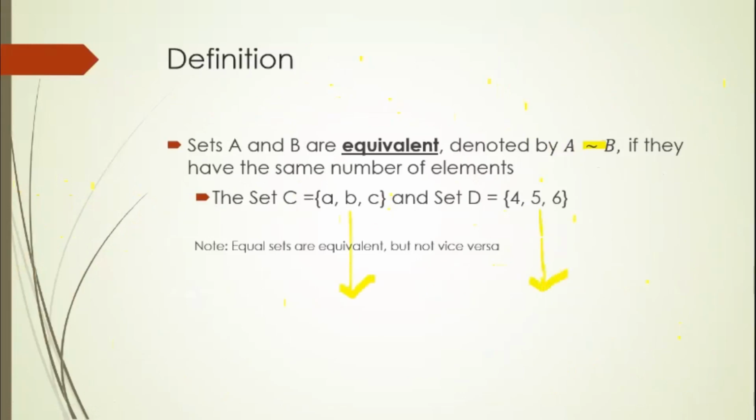Let's count this, 1, 2, 3. And this one is 1, 2, 3 as well. So each of these sets contains the same number of elements. So therefore, we can say that A is equivalent to B. Again, the term for determining the number of elements is cardinality.